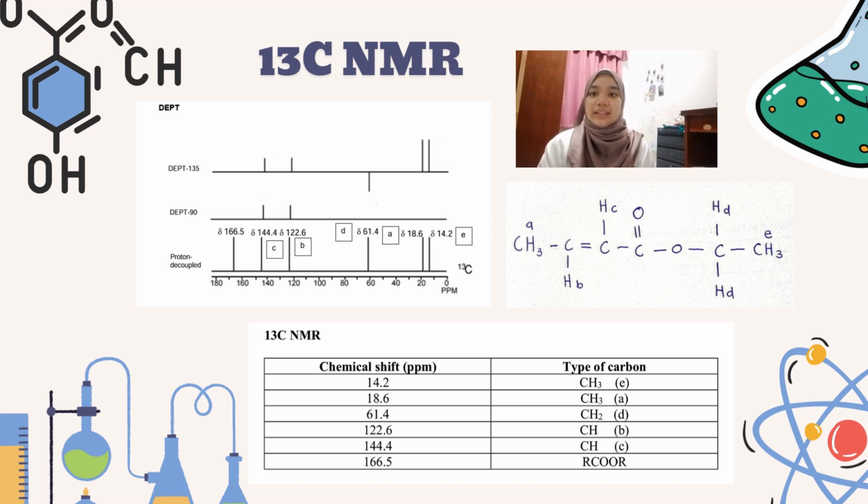By constructing the table of 13C NMR, we can determine each peak with its type of carbon. Chemical shifts 14.2 and 18.6 belong to CH3 carbon. The next peak with chemical shift 61.4 belongs to CH2 carbon. Chemical shifts 122.6 and 144.4 belong to CH carbon. Lastly, the peak with chemical shift 166.6 belongs to the carbonyl of the ester.